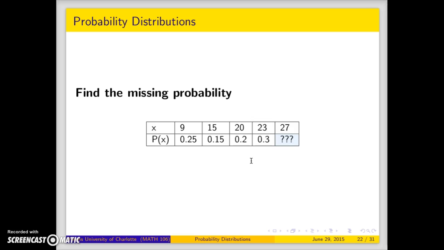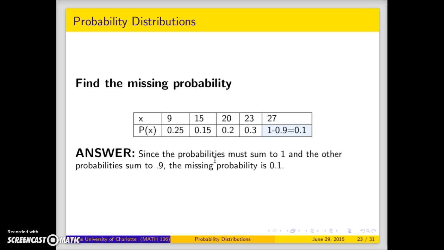For this example, you are asked to find the missing probability. We know that all these values have to add up to 1 or 100%. So what we could do is just sum the given probabilities and subtract from 1. So let's do that. 0.25 plus 0.15 is 0.4. So 0.4 plus 0.2 is 0.6. And 0.6 plus 0.3 is 0.9. So we automatically know 1 minus 0.9. We have to have 0.1 in order for it to be a valid probability distribution. That's right here.